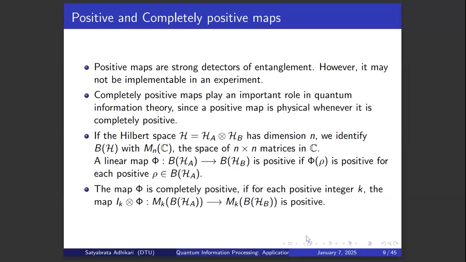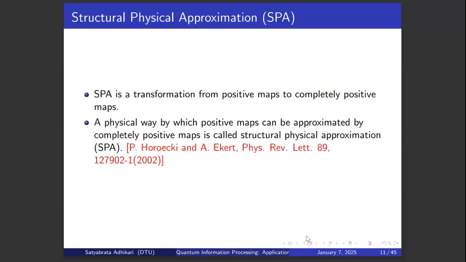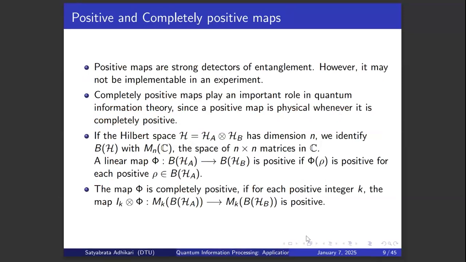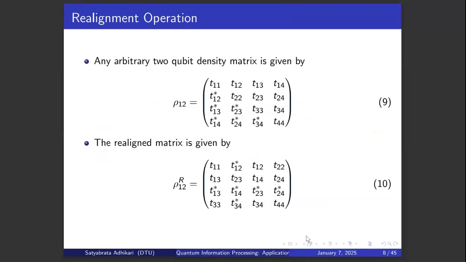So now the point is that this matrix can detect entanglement. Okay, so the realignment matrix and the partial transpose matrix can be used to detect whether the state is entangled or not.